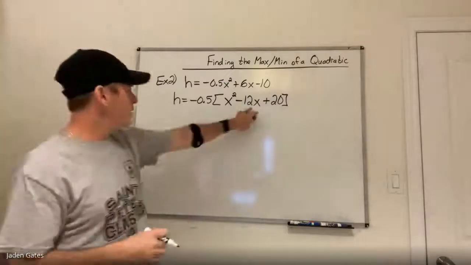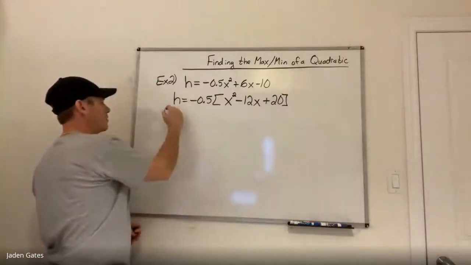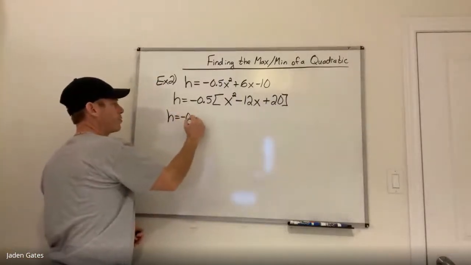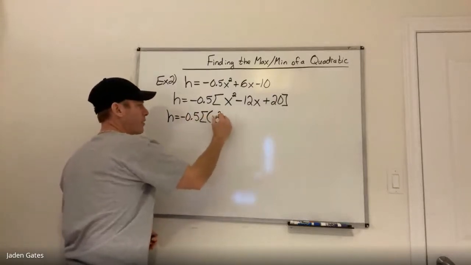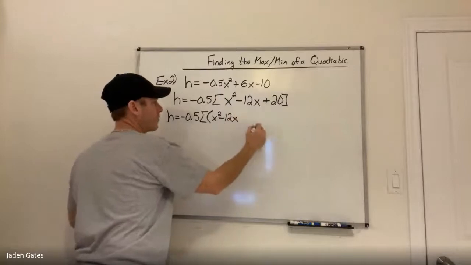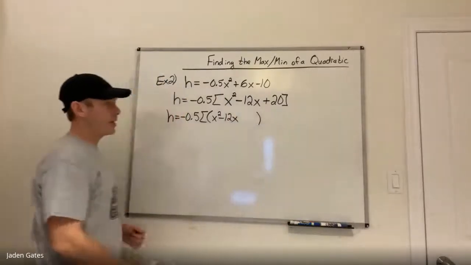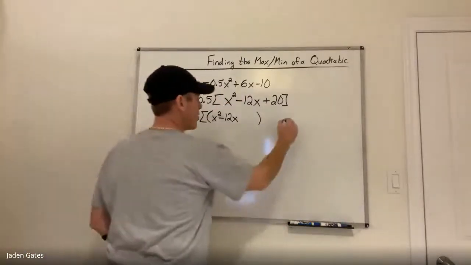But now I've got it, so I now can complete the square. So I have h equals negative 0.5. Again, because I'm completing the square, I'm going to put the x squared minus 12x in round brackets. 20 is not going to be my magic number.